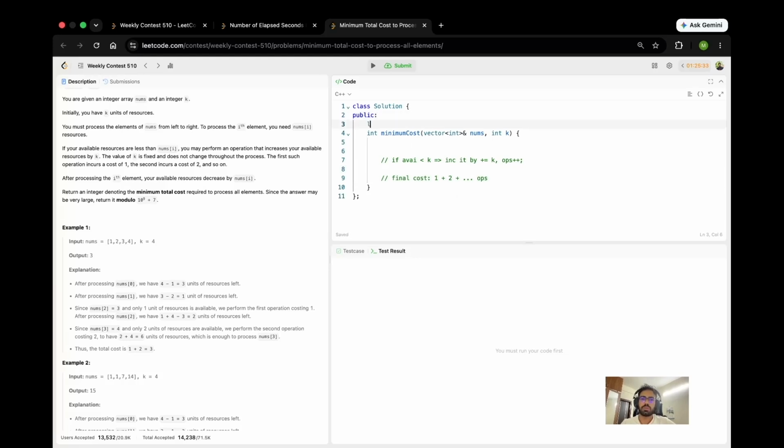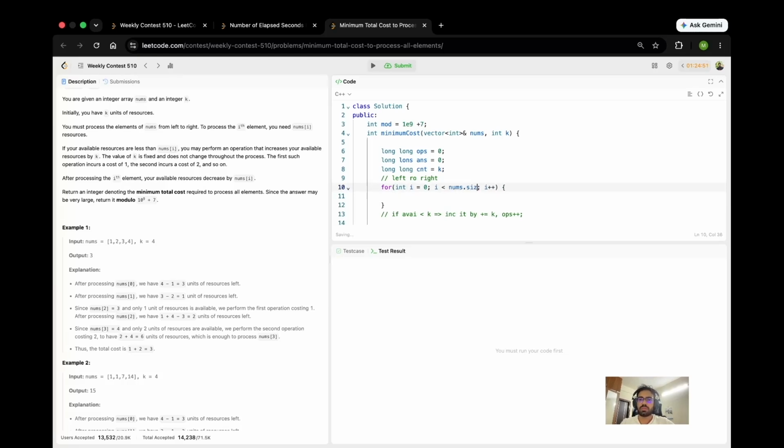We have to take modulo as well, so mod equals 10 to the power 9 plus 7, and we'll take everything as long: long operations 0, long answer. Finally is the answer. Then what do I need? I need something to hold the current resource: long resource count, and initially I'll start with k. From left to right I have to loop, for I plus plus.